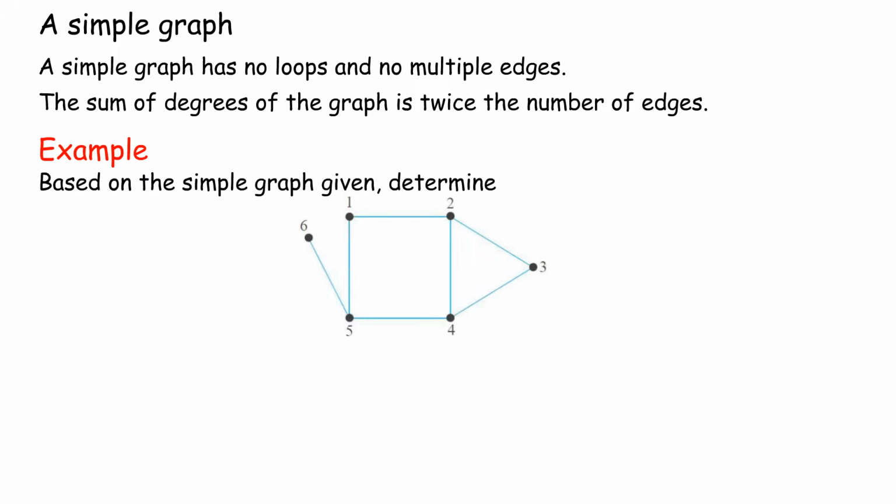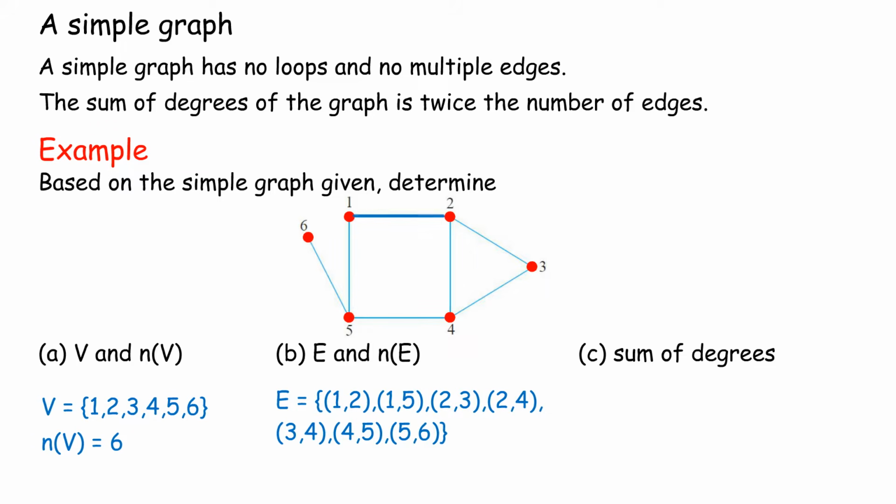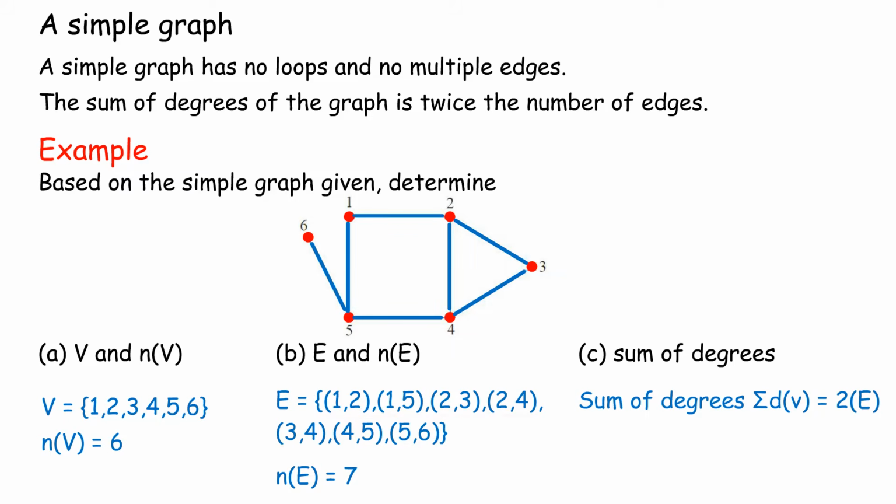Example: based on the simple graph given, determine A, V and n(V), B, E and n(E), C, sum of degrees. Solution: A, V = {1, 2, 3, 4, 5, 6}, and n(V) = 6. B, E = {(1, 2), (1, 5), (2, 3), (2, 4), (3, 4), (4, 5), (5, 6)}, and n(E) = 7. C, sum of degrees, ΣdB = 2 × n(E) = 2 × 7 = 14.